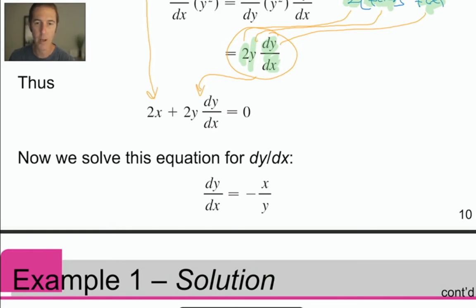That's dy over dx. So if we take this equation and we solve it for dy over dx, subtract 2x from both sides, and then divide both sides by 2y, we will end up with dy over dx equaling negative x over y.